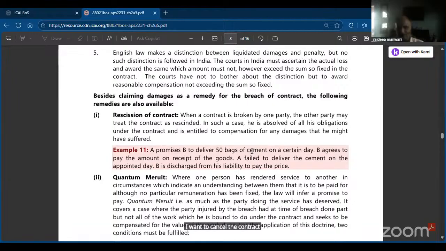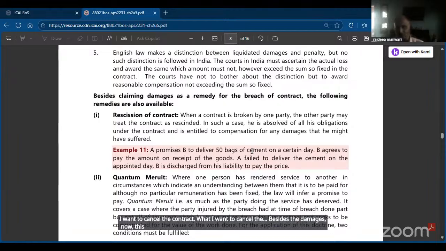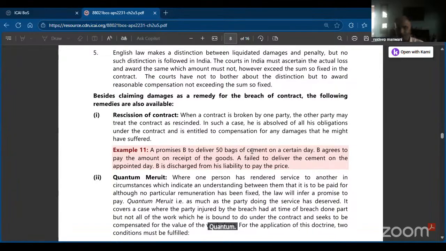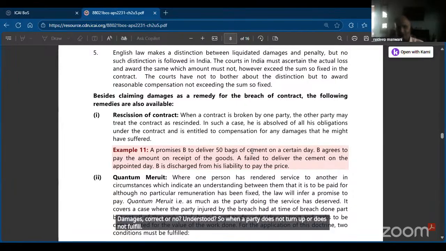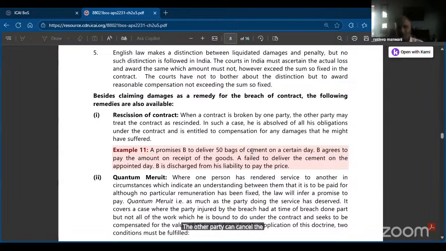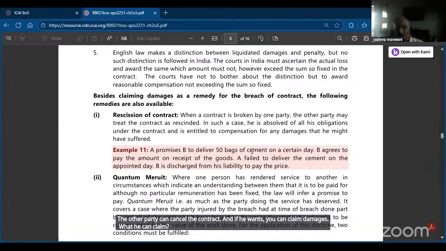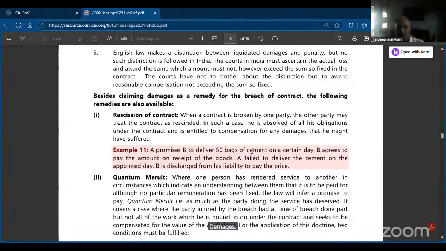I want to cancel the contract besides the damages. Now, this is not mutually exclusive. She can cancel the contract and also claim damages. Correct or no? Understood? So when a party does not turn up or does not fulfill, the other party can cancel the contract, and if he wants, he can claim damages. Next one.